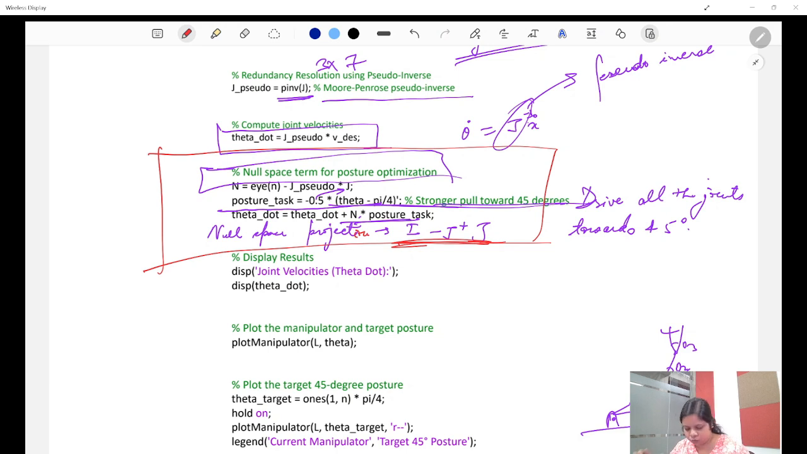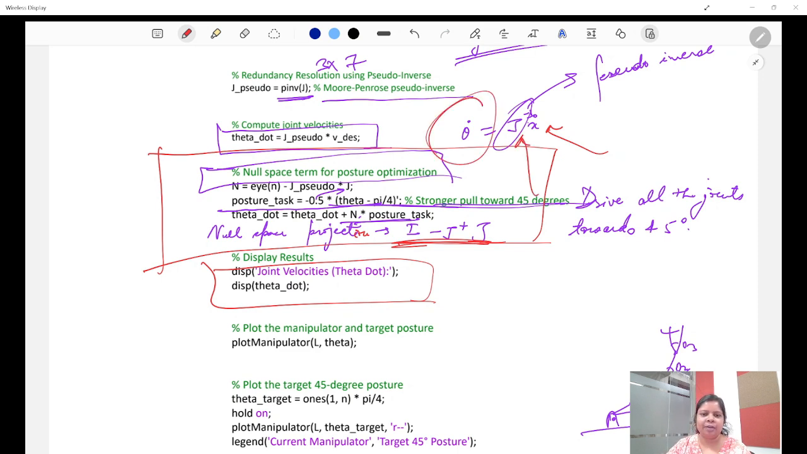After this, we want to display the results of joint velocities, because we had this end effector velocity already given. We found out the Jacobian, and this is the only remaining term that we wanted to find. So we found this out also.